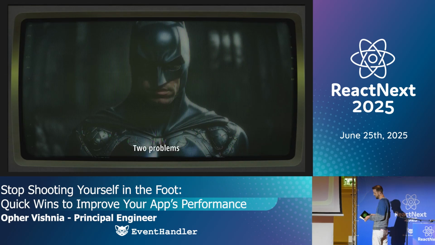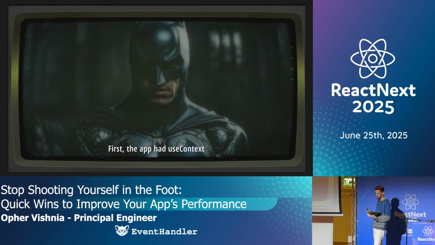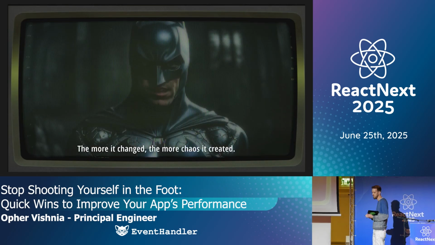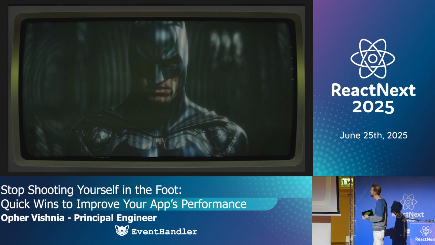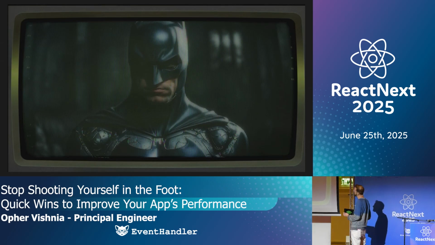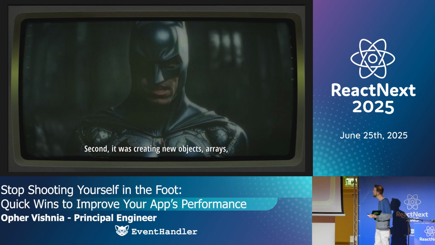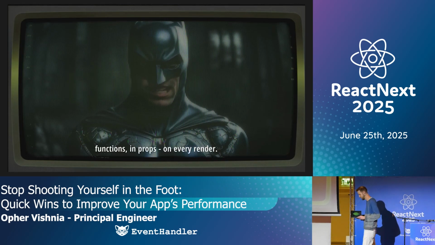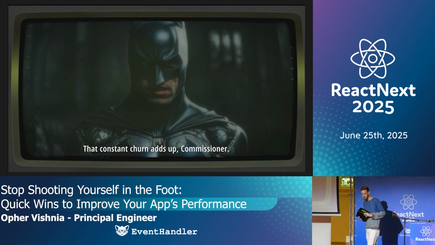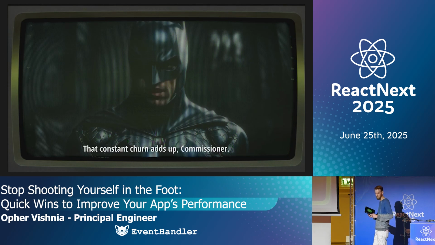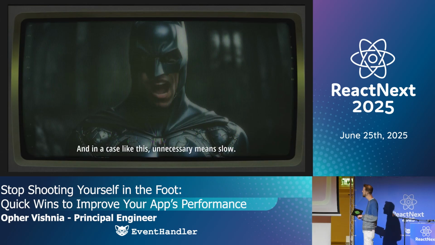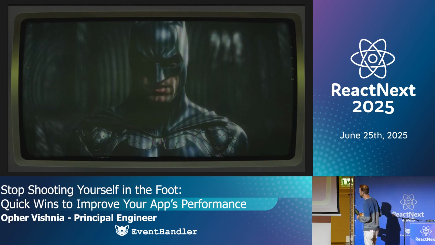Two problems. First, the app used context, which kept updating all over the place. The more it changed, the more chaos it created. Interesting. Second, it was creating new objects, arrays, and functions in props on every render. That constant churn adds up, Commissioner. It's unnecessary work. And in a case like this, unnecessary means slow. Okay, those are solid leads.